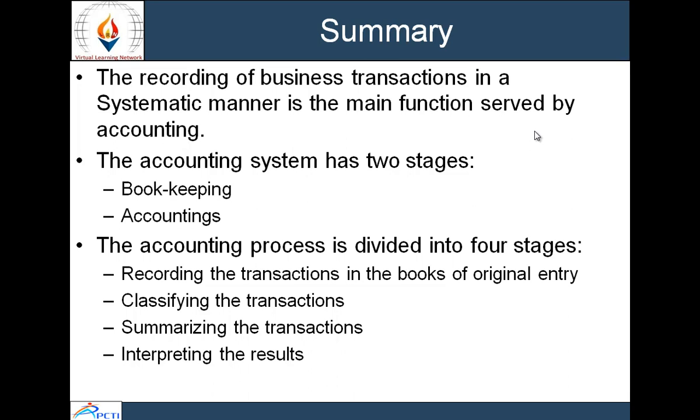The accounting system has two stages: bookkeeping and accounting. The accounting process is divided into four stages: recording the transactions in the books of original entry, classifying the transactions, summarizing the transactions, and interpreting the results.